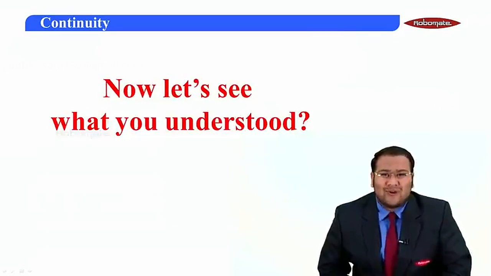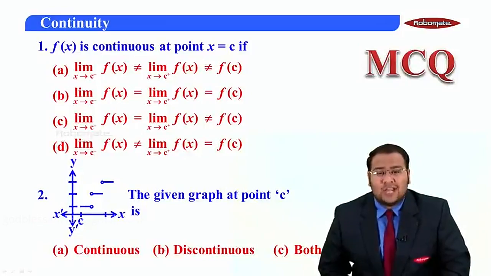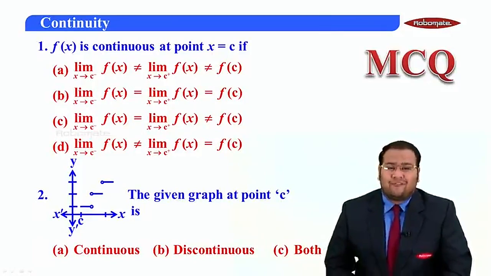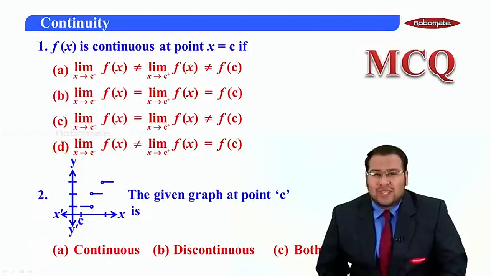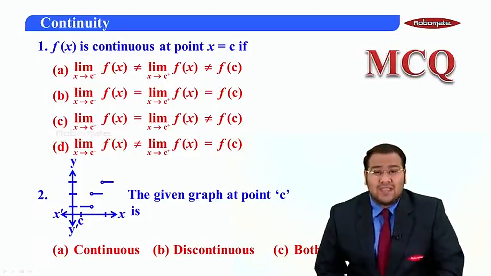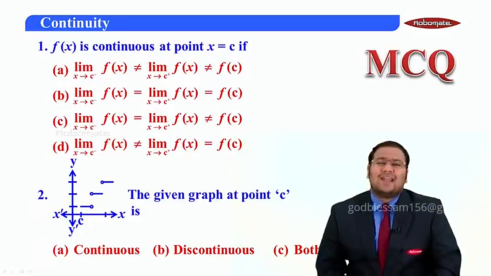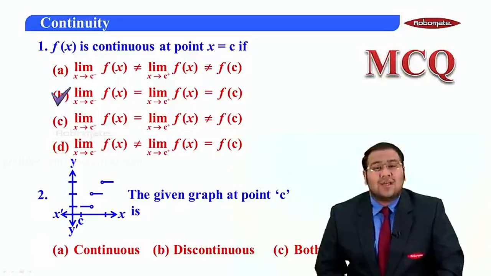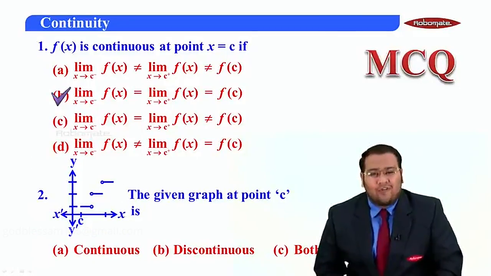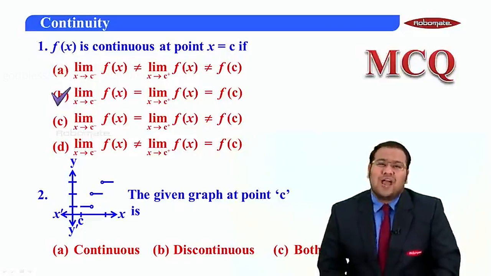Now let's see what you have understood from this. The first question says f of x is continuous at a point x is equal to c if. We know that if a function is continuous at a point x is equal to c, then limit x tends to c of f of x should be equal to f of c. But we also know that the limit exists only when the left hand limit and the right hand limit are both equal to the function at c. So the equation is limit x tending towards c minus f of x equals limit x tending towards c plus f of x, which is equal to f of c.